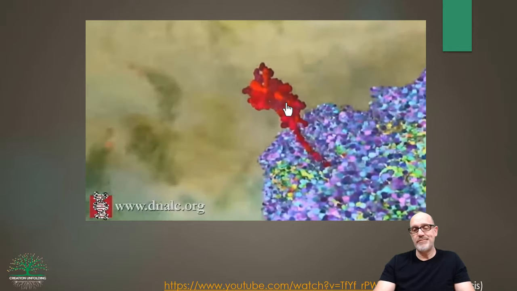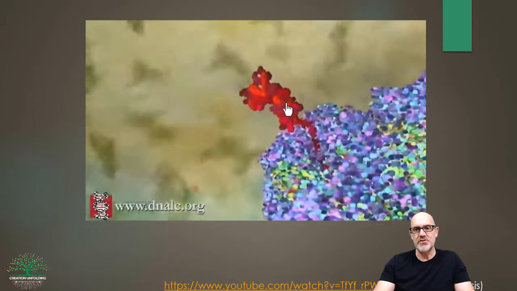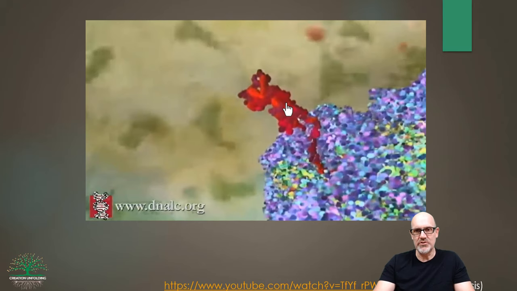And again, just blows me away that this is going on inside our cells all the time. And again, guys, this is the 30,000 foot view here. We haven't even gotten into all of the different biological factors and proteins that are actually involved in this process. These are just the basics. So we're talking about specified complexity on steroids here.